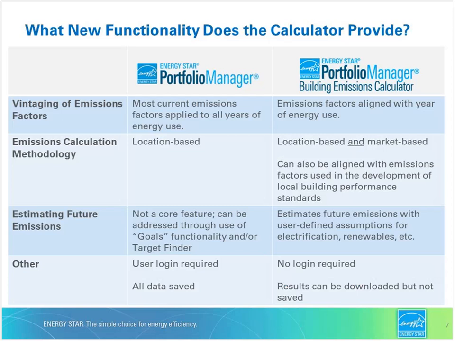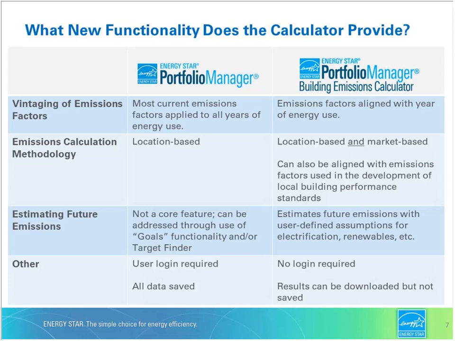This slide here provides a little bit more detail as to the primary differences between GHG calculations in Portfolio Manager and the building's emissions calculator. So here, just going through this quickly, Portfolio Manager only uses the most current eGrid emissions factor for your building, whether you're requesting metrics for the current year or a prior year. The building's emissions calculator is a little bit more fine-grained, so it allows you to align an emissions factor with the specific year of the data that you're running through the tool.